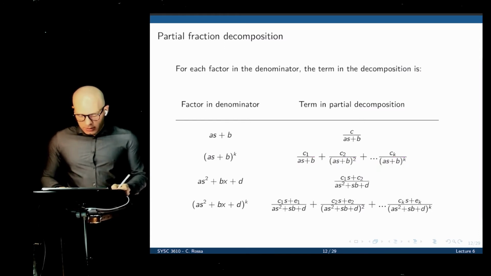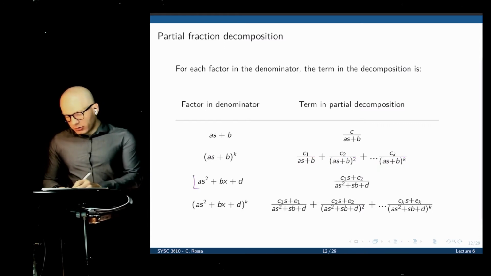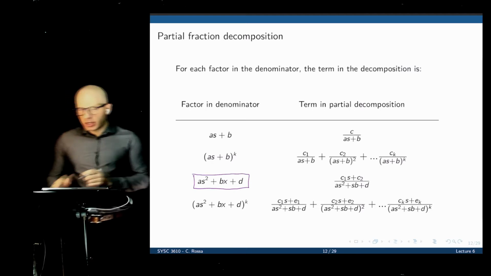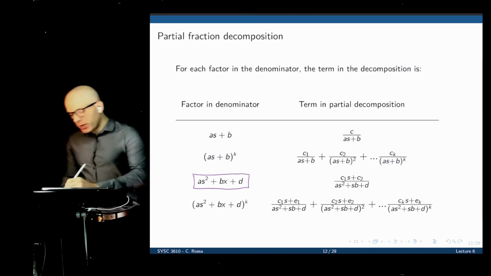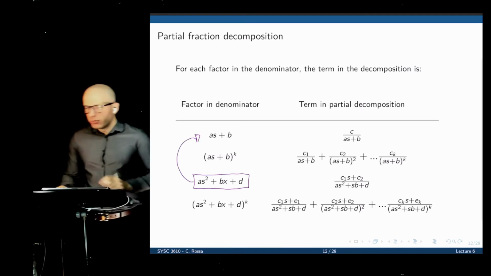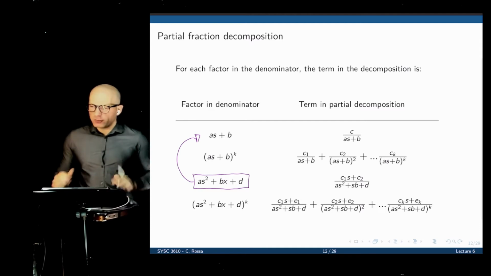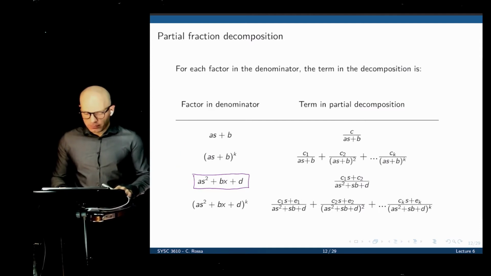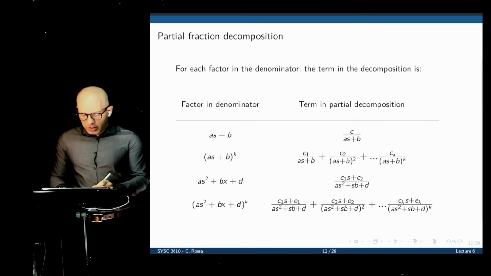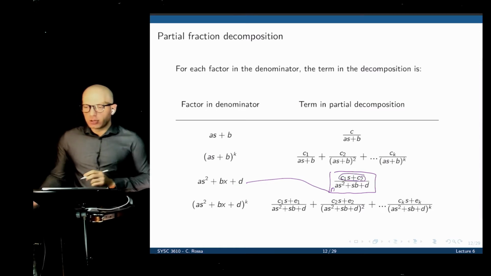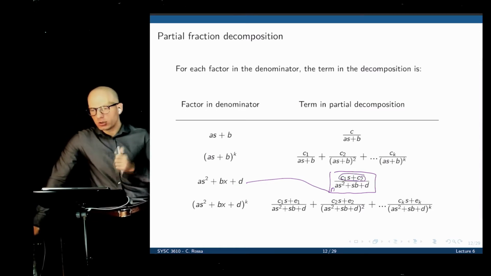And let's complicate it a bit more. If you now have a second order polynomial here whose roots are imaginary, meaning that we cannot decompose it into two real roots, we have to deal with the imaginary, then it will require this format. The denominator goes there, and the numerator has a polynomial in itself, C1 s plus C2, another constant.